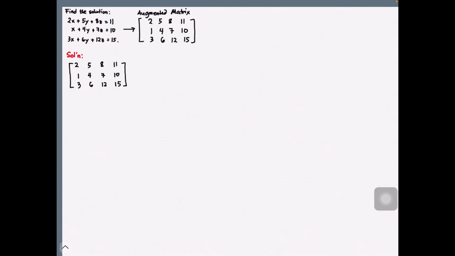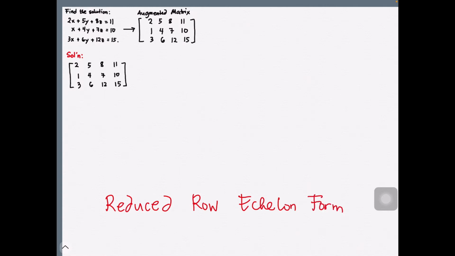If the goal of the back substitution method or Gaussian elimination is to have a row echelon form, what the Gauss-Jordan elimination method wants is to have a reduced row echelon form. That is, it has to have this form.